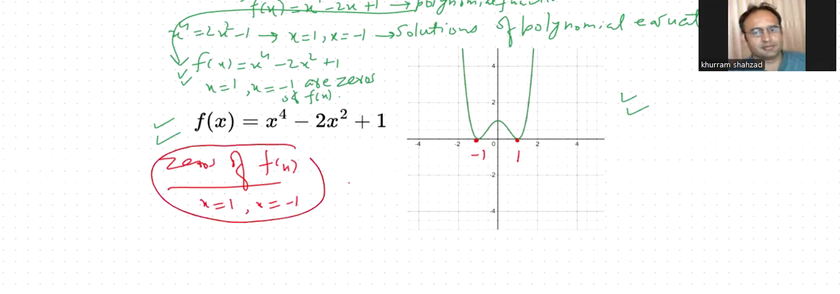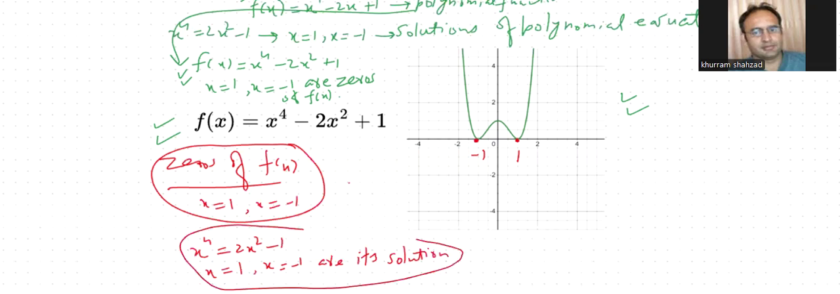But if you talk about this equation, x raised to power 4 is equal to 2x square minus 1, then for this equation, x is equal to 1 and x is equal to minus 1 are its solutions. So hopefully you have a very good idea of zeros of the function and solutions of the equation.